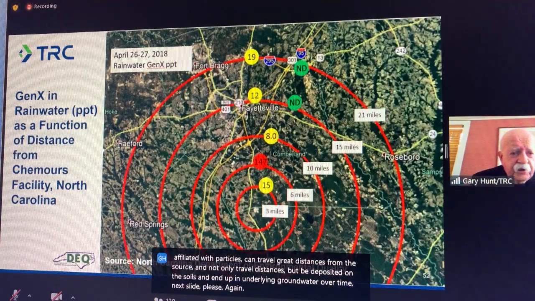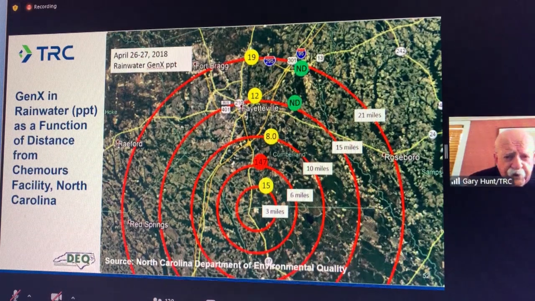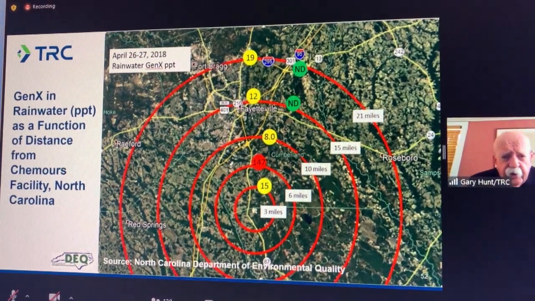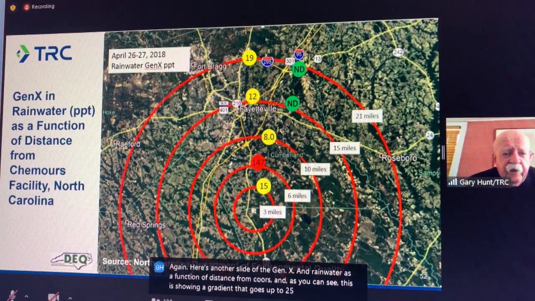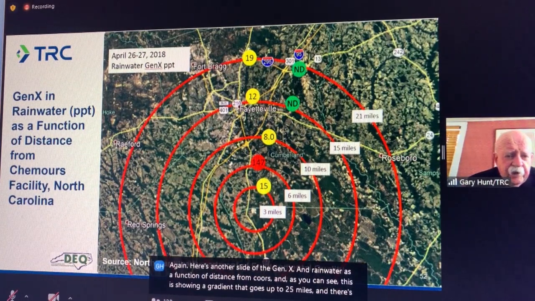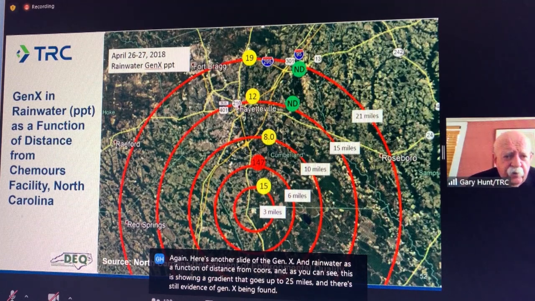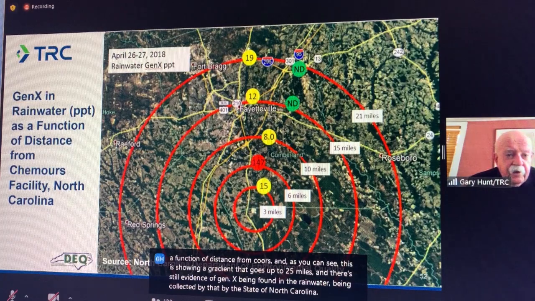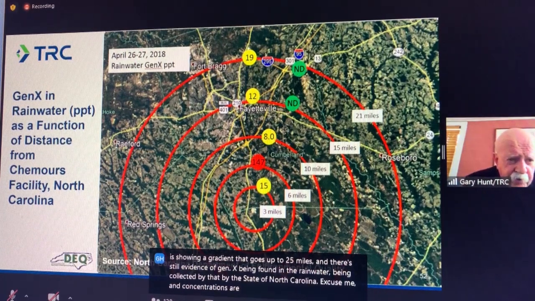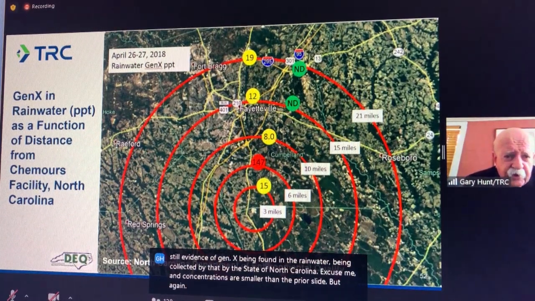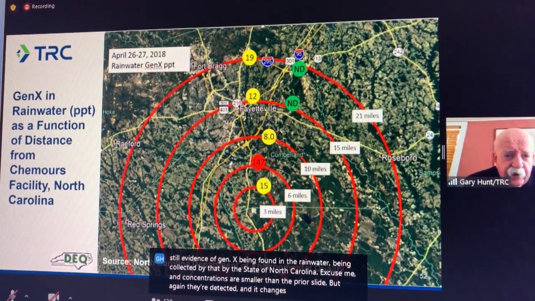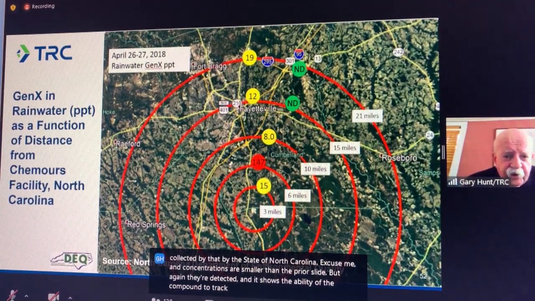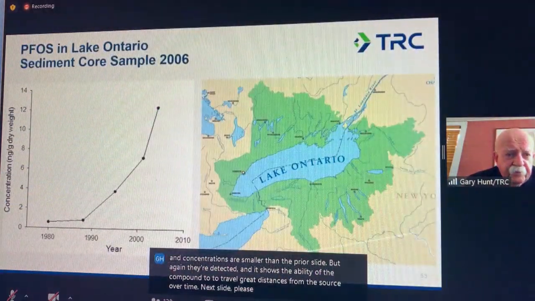Again, here's another slide of the GenX in rainwater as a function of distance from Chemours. As you can see, this is showing a gradient that goes up to 25 miles, and there's still evidence of GenX being found in the rainwater being collected by the state of North Carolina. Concentrations are smaller than the prior slide, but again, they're detected, and it shows the ability of the compound to travel great distances from the source over time.